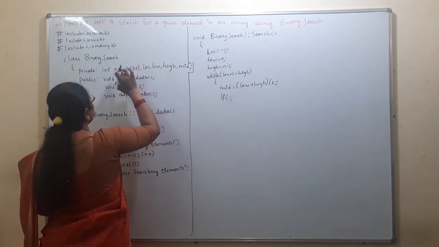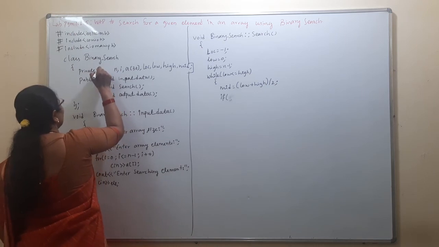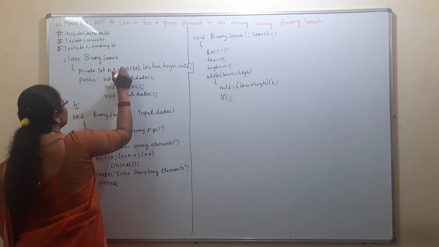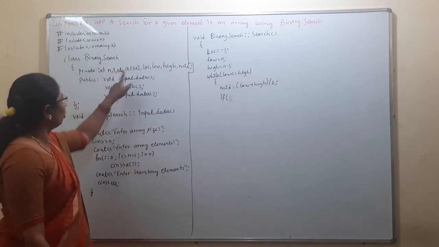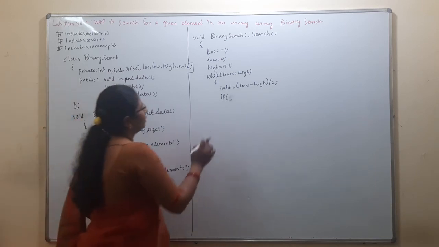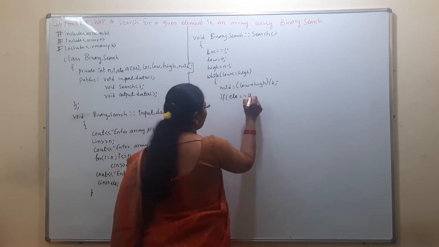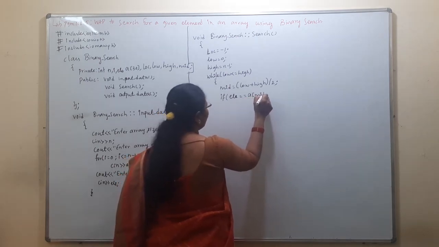Then we are comparing if the searching element is... the element we have not taken, student. Here one more variable we require: first the searching element, according to that the order should come. So if the searching element is equal to, double equals, not a single equals, a of mid.